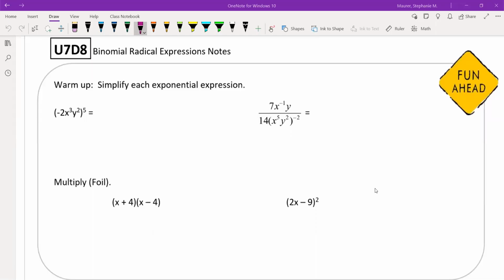All right, hello everyone. So today we are going to be looking at the next form of operations when dealing with radicals. At this point, we've looked at multiplication of radicals and division of radicals. And so now we're going to expand our understanding and look at addition and subtraction. The first thing we have here is a warm-up that will help us get better prepared for the lesson at hand.